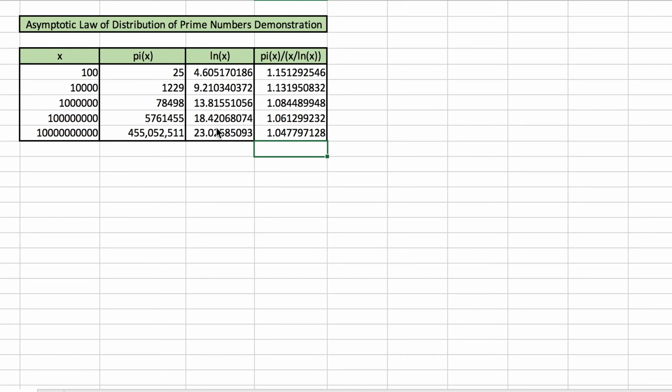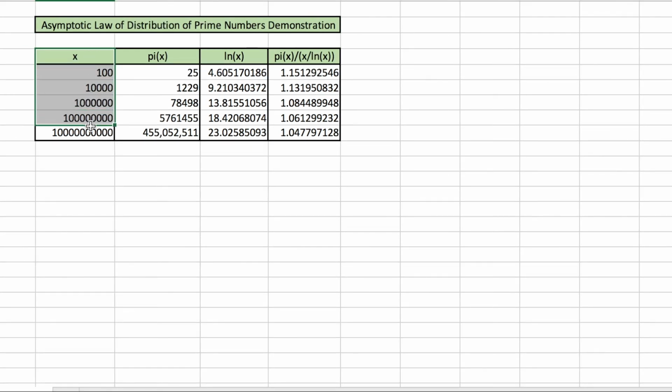And so as you can see, per our idea that the limit as x approaches infinity of pi of x divided by the quantity x divided by the natural log of x is equal to 1, I'm getting steadily decreasing values that are getting closer and closer to 1 as x increases. I'll even go ahead and plot this so that you can see this idea more clearly.